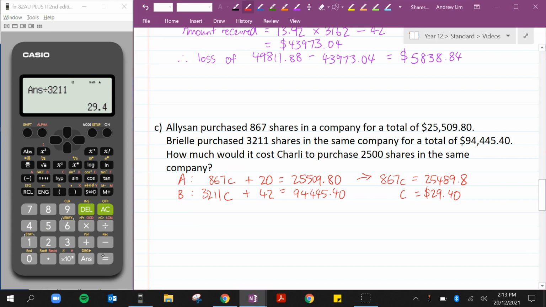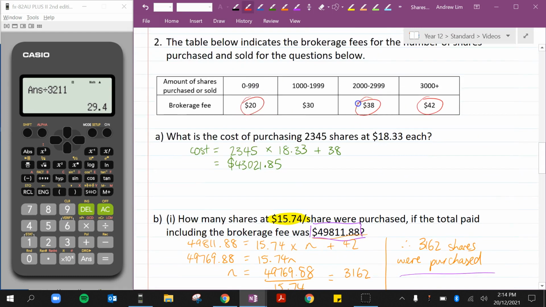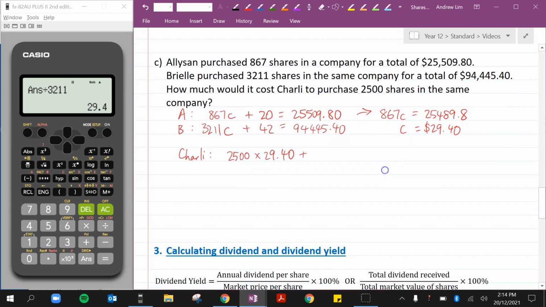So how much would it cost for Charlie? Well, Charlie wants to buy 2,500. It costs $29.40 per share. But how much is her brokerage fee? For 2,500 shares, it's going to cost her $38 in brokerage. So let's put that in the calculator. That's going to give us $73,538.